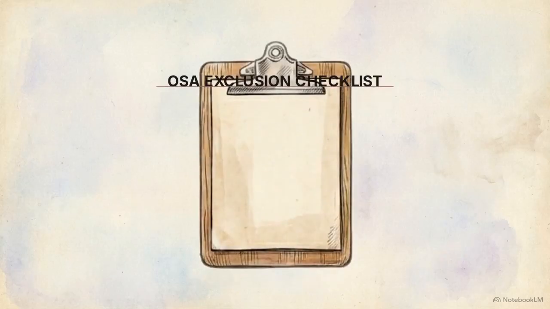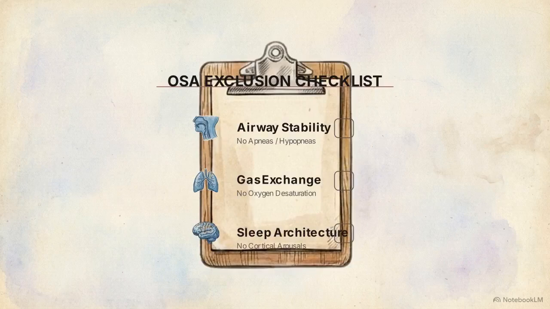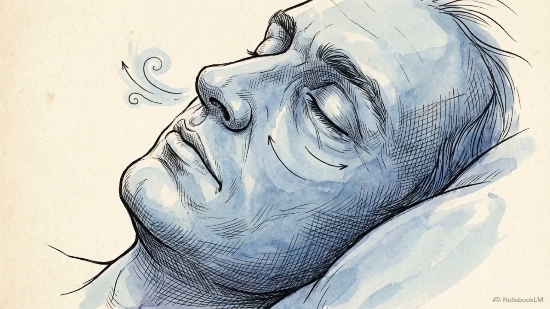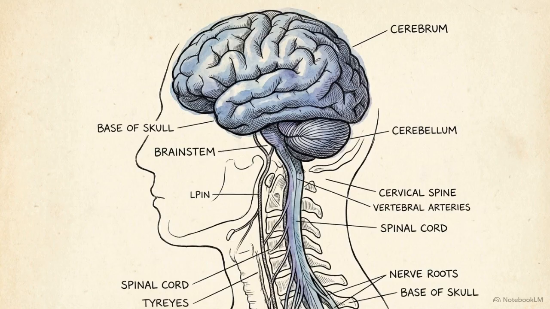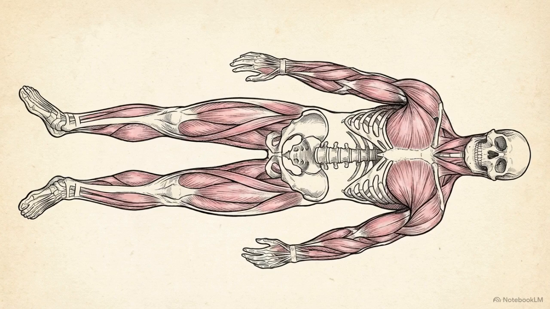To safely diagnose primary snoring, a clinician must explicitly rule out OSA by proving the patient is not experiencing three specific physiological failures. Why does this mechanical failure happen exclusively when a patient loses consciousness? The answer lies in the physiological baseline of sleep itself. As the brain cycles down, global muscle tone naturally decreases throughout the entire body.